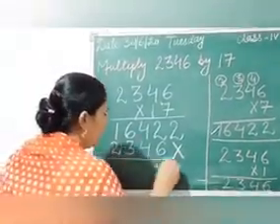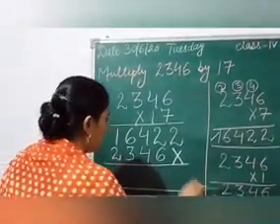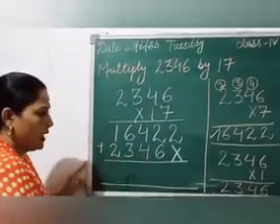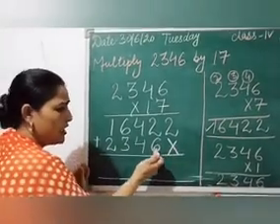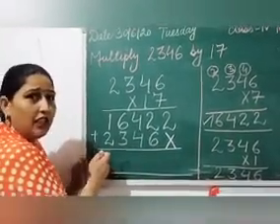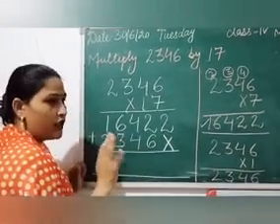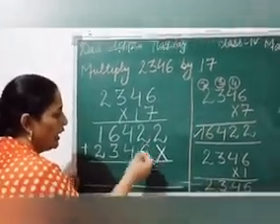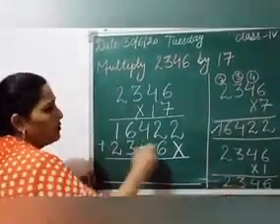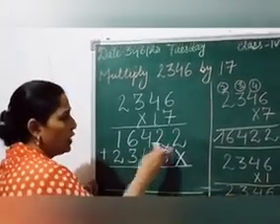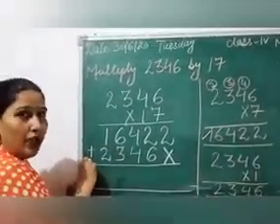After this, these both will be added. See carefully how to write this. Now these both will be added. And students, take care that while writing the digits, these must be in arranged form, so that our addition should be right.